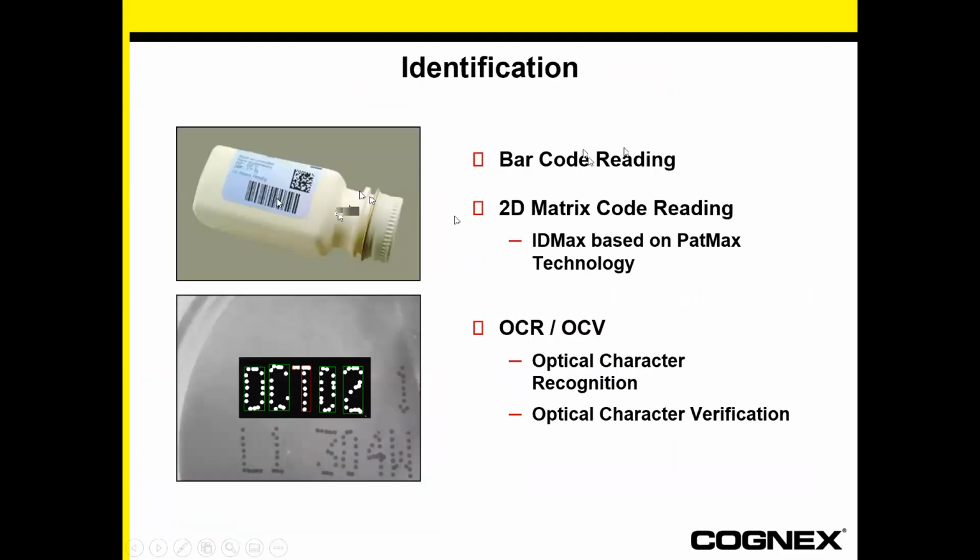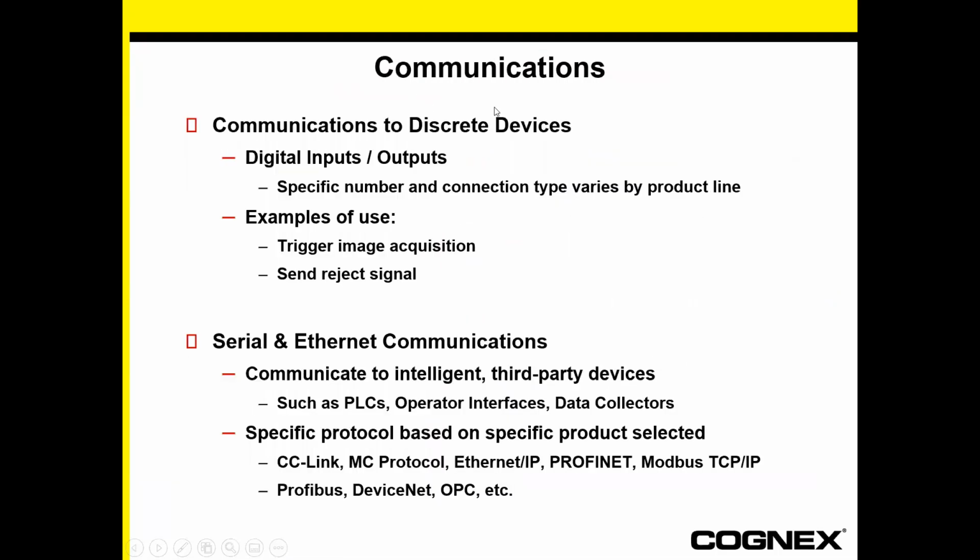Barcode reading, 1D, 2D, OCR, so that's what we call our identification tools. Two more slides to go. Communications. So we've got digital inputs, digital outputs. So they're used for triggering or sending pass-fail. So into the camera, you send a trigger. Coming out of the camera, pass-fail.